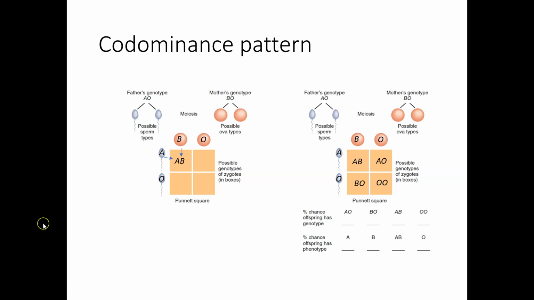So that's how you still do the same thing. We still use the Punnett square to figure out the genotype. It's only the phenotypes that are slightly different again, because of the co-dominance pattern.